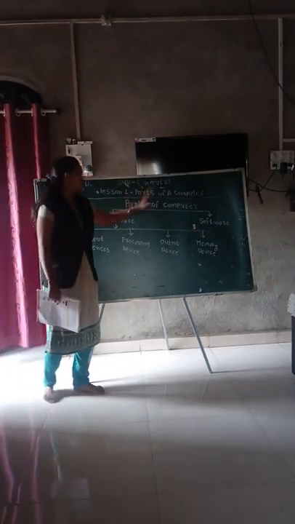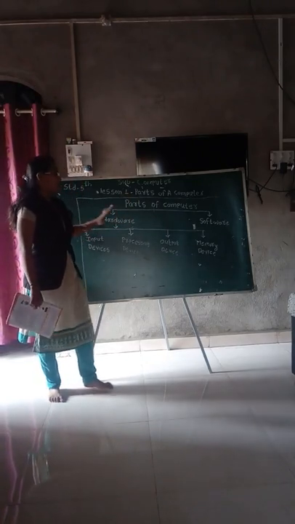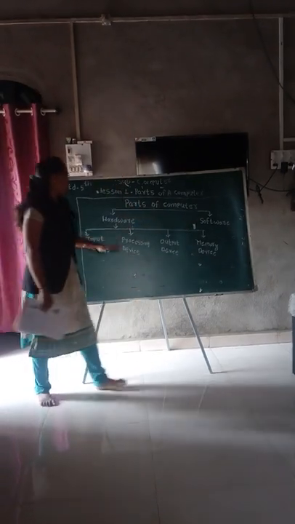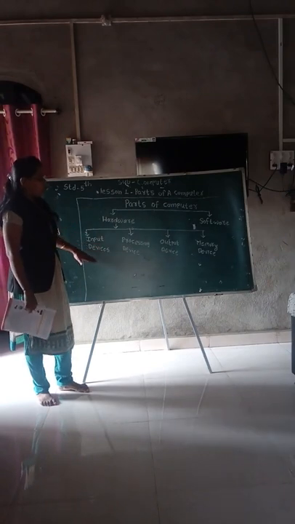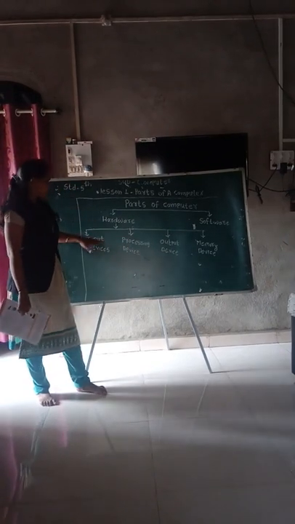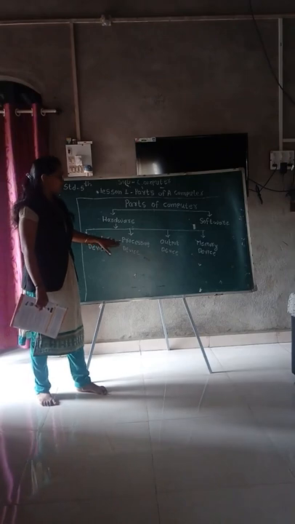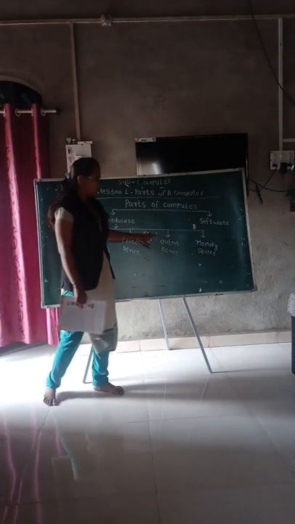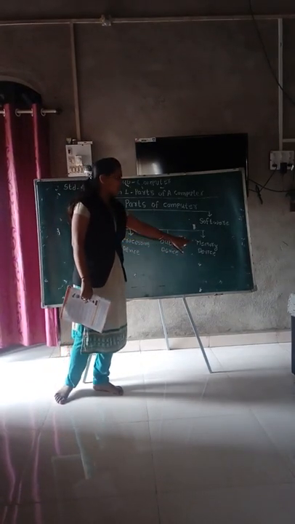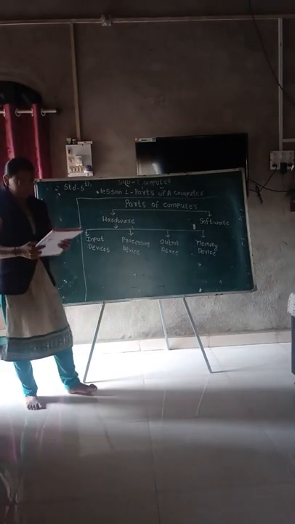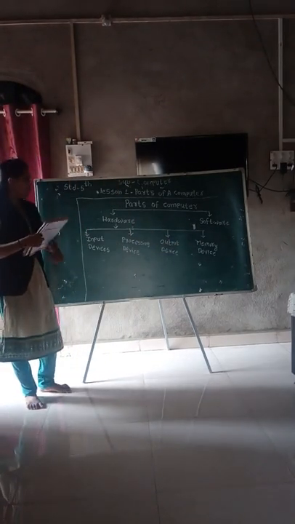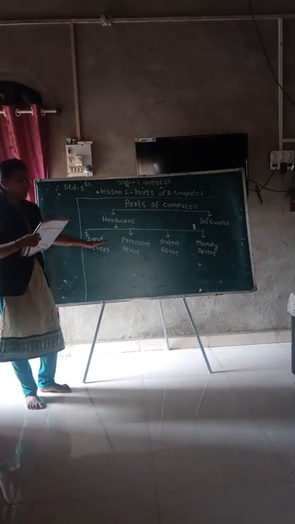Okay, look at this diagram. There are main two parts of a computer. First one is the hardware and second one is the software. Then hardware can be divided into four devices. First one is the input devices, second is the processing device, third one is the output device, and last one is the memory device. Then we see one by one these all devices.